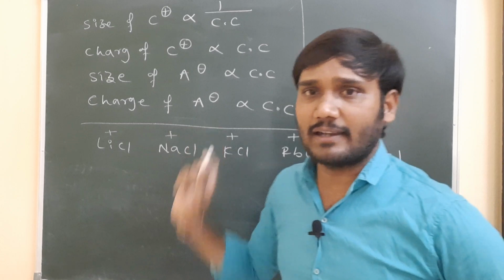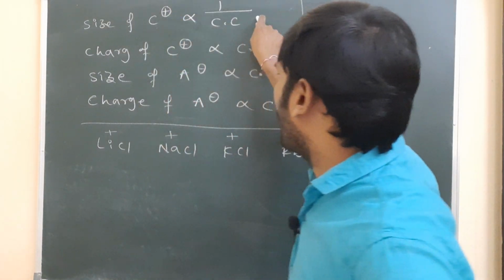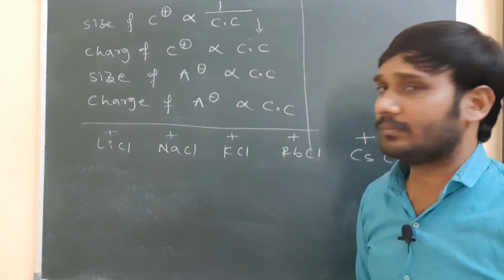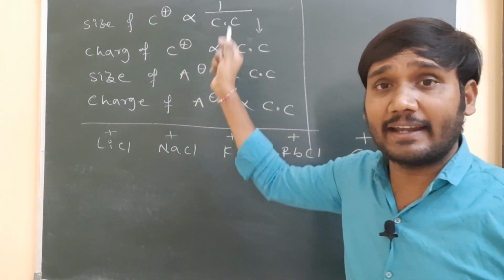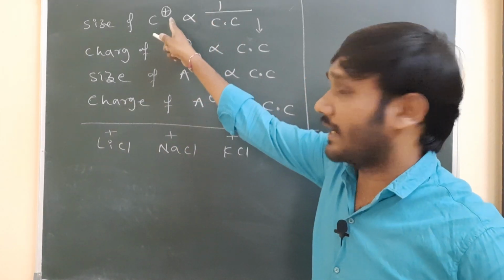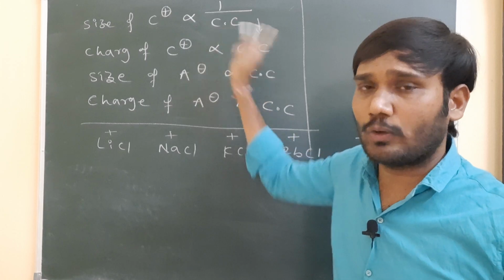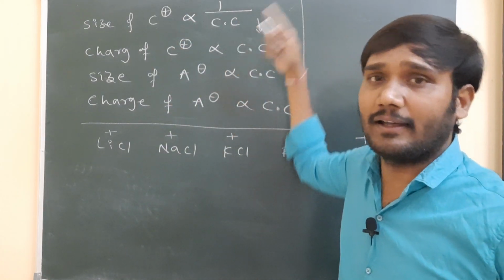With respect to the size of the cation, if the size of the cation is more, the covalent character is less. If the size of the cation is less, then the covalent character is more. Once again, the size of the cation is inversely proportional to covalent character. Smaller cation size means more covalent character.